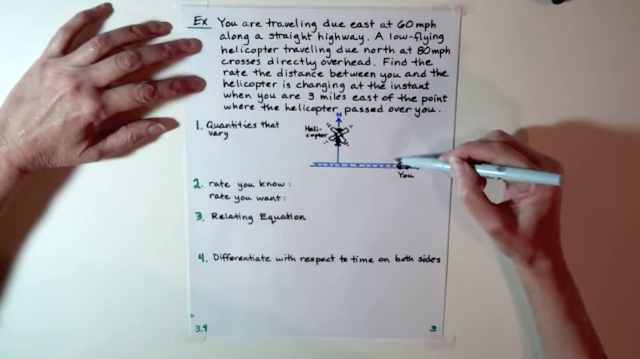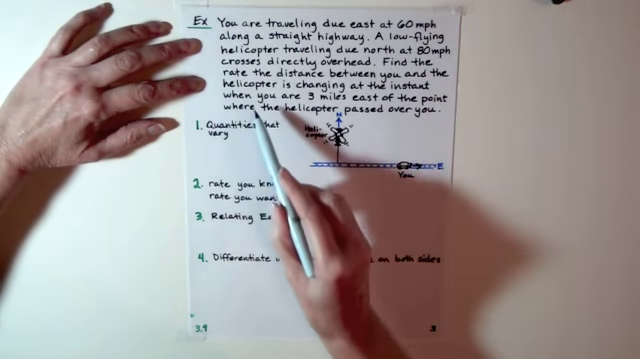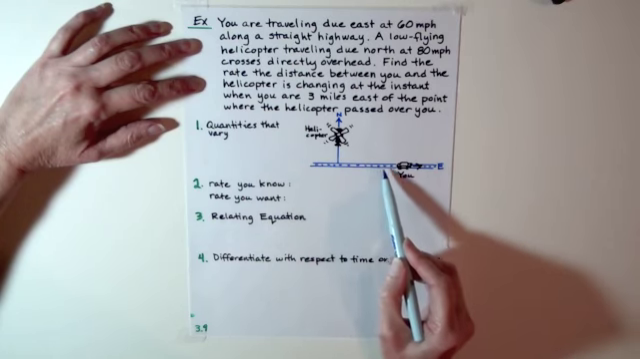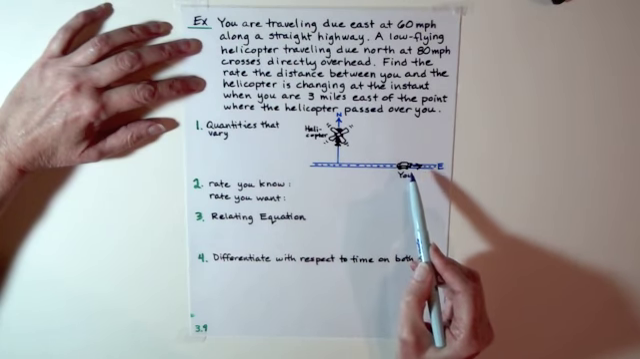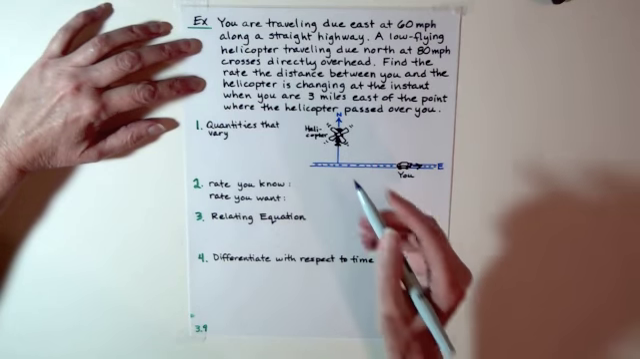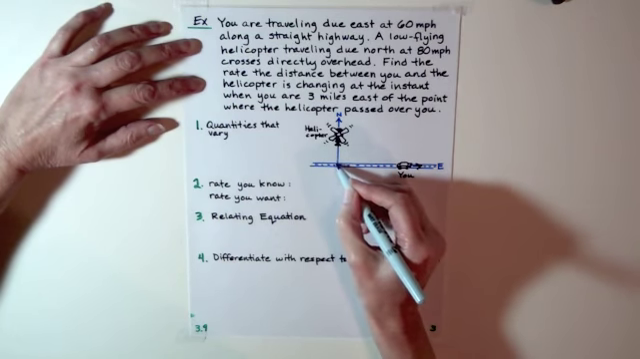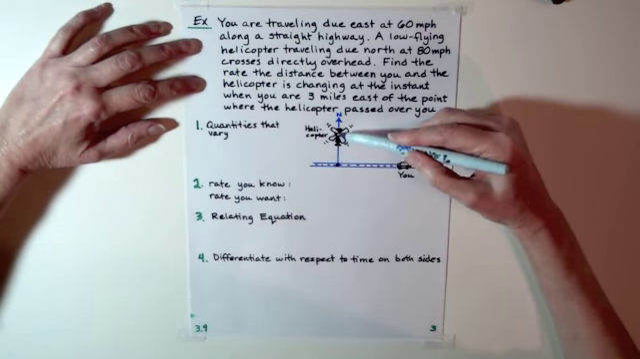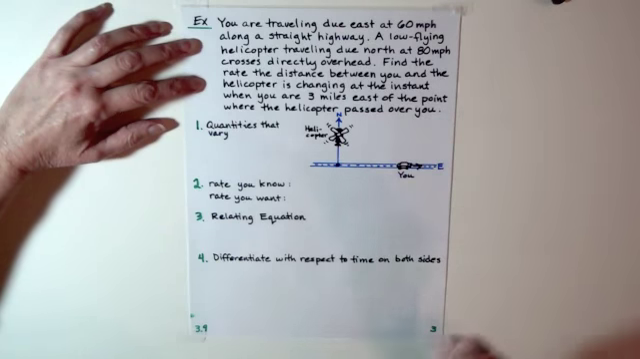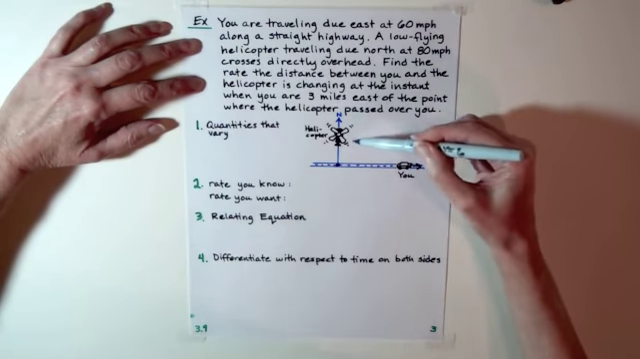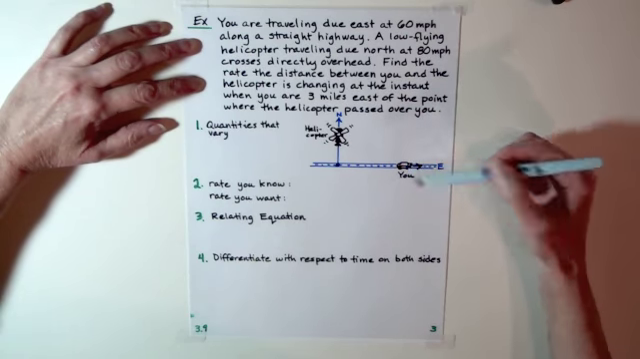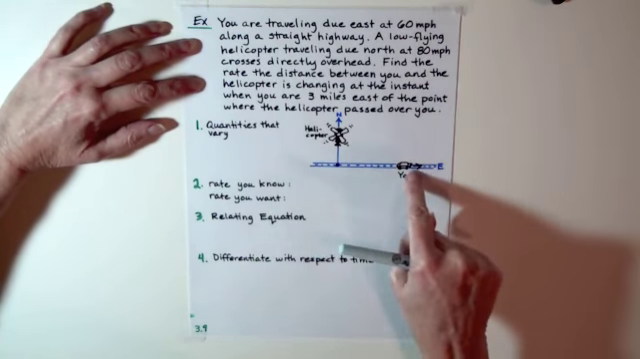So the distance from you to the helicopter at the instant when you are 3 miles east of the point where the helicopter passed over you. So at some point you were right here, and that's the moment when the helicopter passes over you, when you're right here. And we want to know how fast is the distance between the two of you changing at the moment that you are 3 miles down the road.